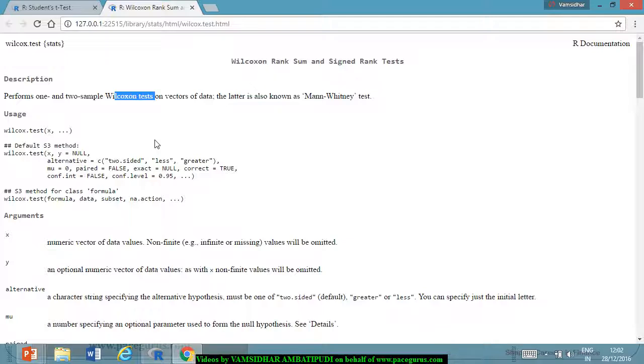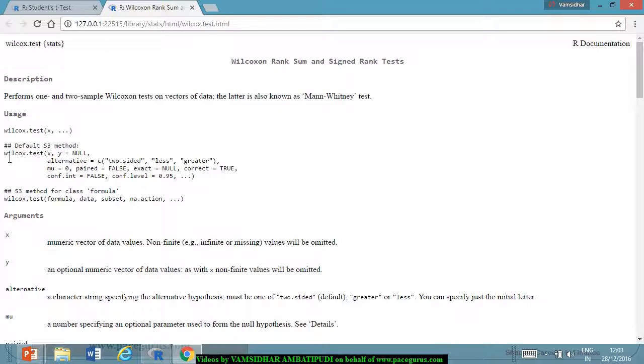The two sample one is typically called the Mann-Whitney test. When I talk about it in the next session, I'll use that name. But when I'm using it in the one sample category, it is nothing but a Wilcoxon test. Now, all I have to give is exactly the same.